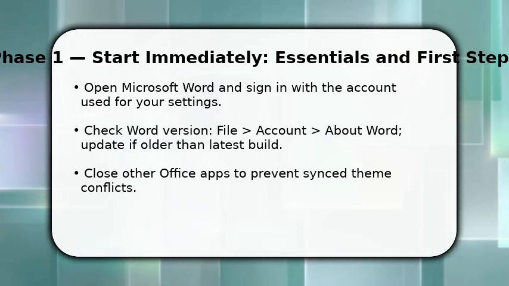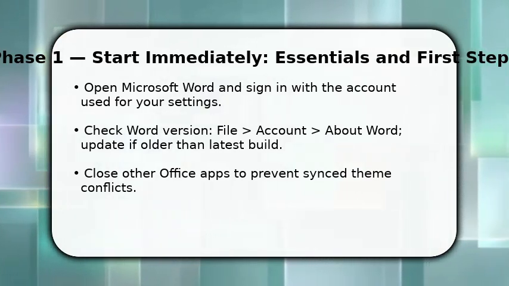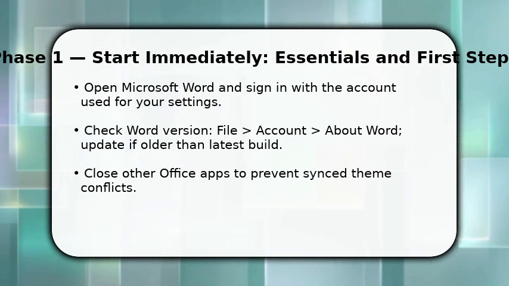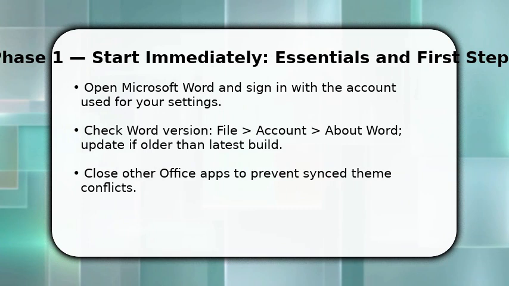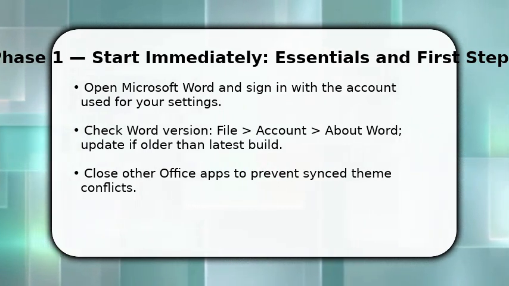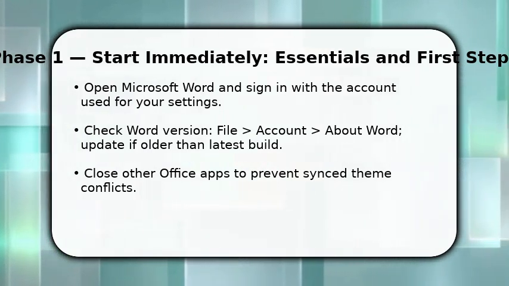You start by opening Word and confirming you're signed in because theme settings can follow your account. Once done, check File, Account, About Word to verify the build. Update if necessary. Close Excel or Outlook to avoid theme sync during changes.